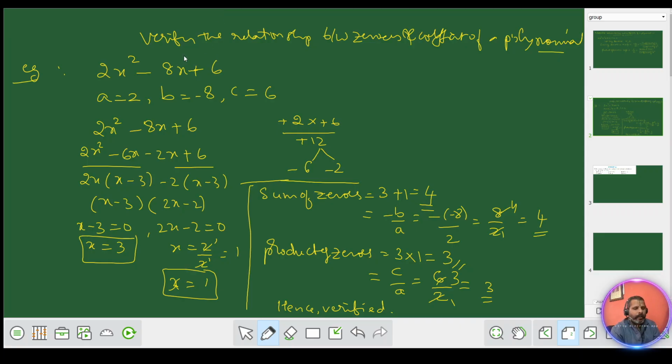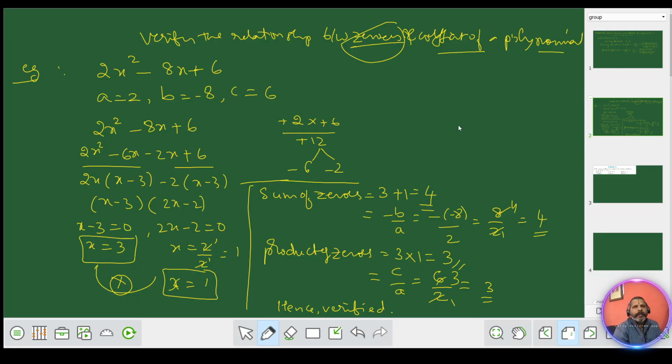The actual question is: find the relationship between zeros and coefficients of a polynomial. The zeros we have are 3 and 1, and how they relate to the coefficients of the quadratic polynomial. That is the question. The sum of zeros when we add should give the value minus b by a. The product of zeros should give you c by a value from the quadratic equation. Clear? I hope it's clear.